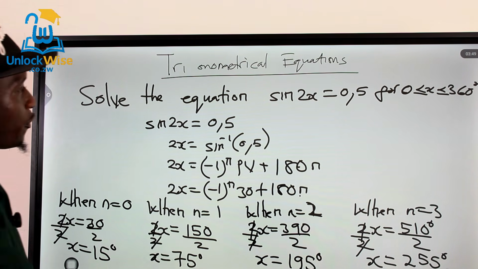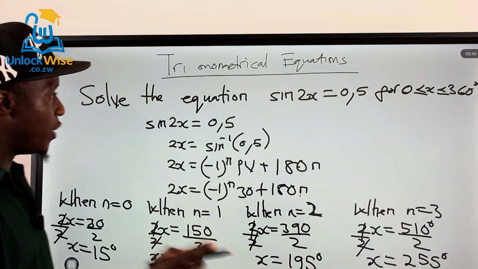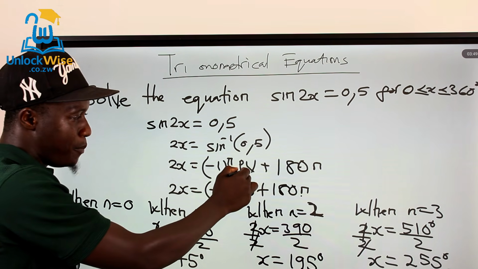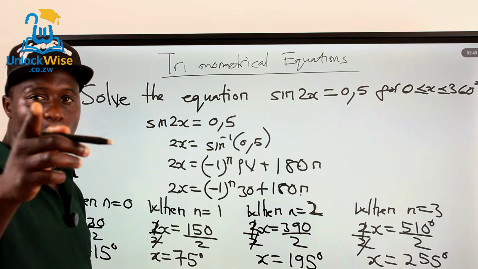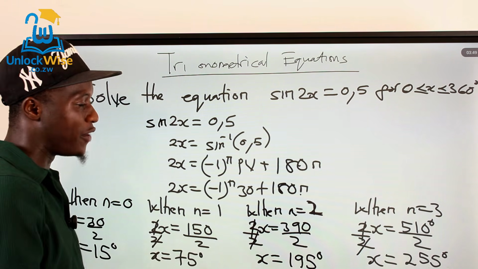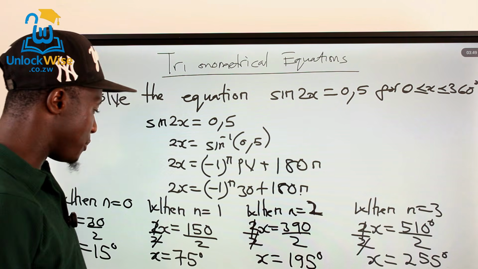So now this is all for the question when solving the sine quadrant. Remember, when solving the sine quadrant, you simply say (-1)^n PV + 180n. You only get the principal value when you take the arc sine of 0,5, which is equal to 30, and your 30 will be your principal value.